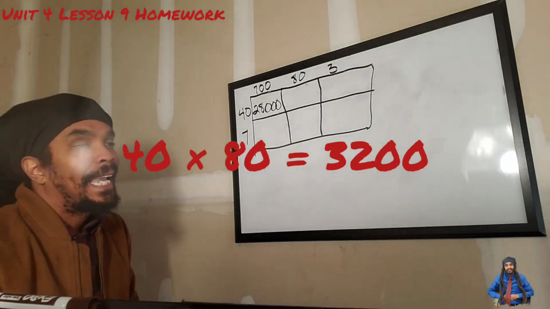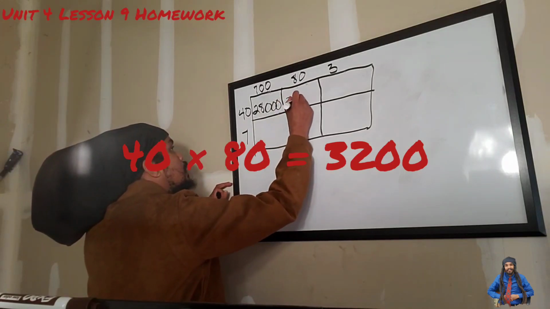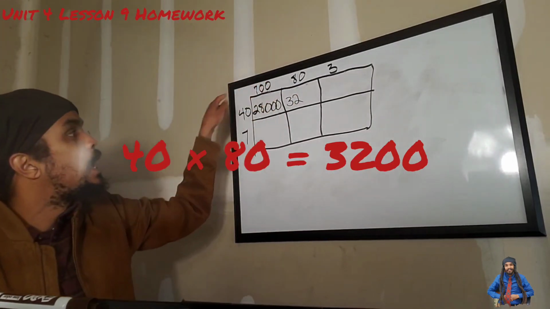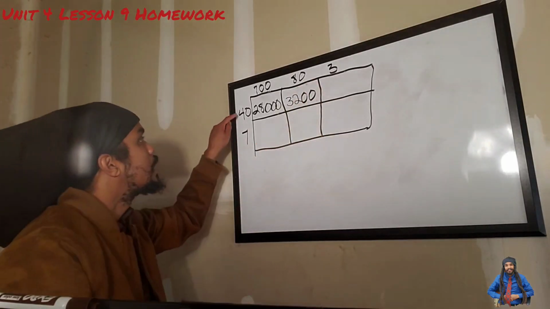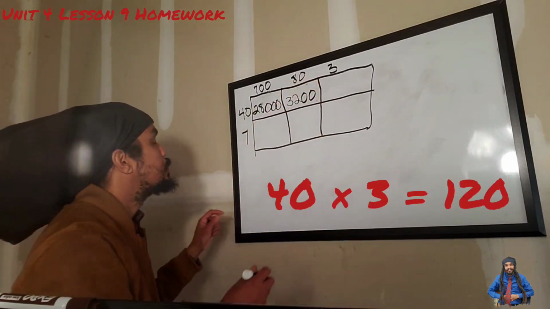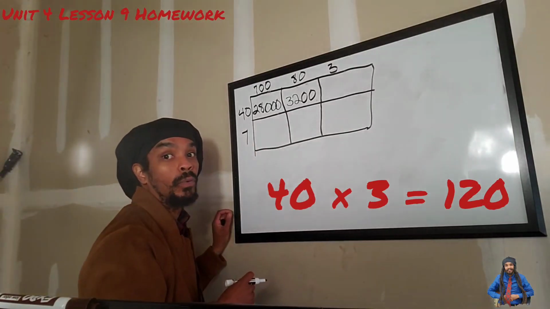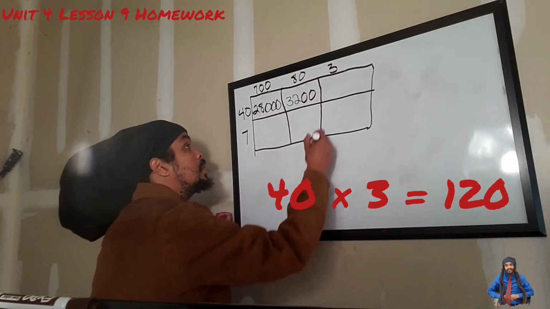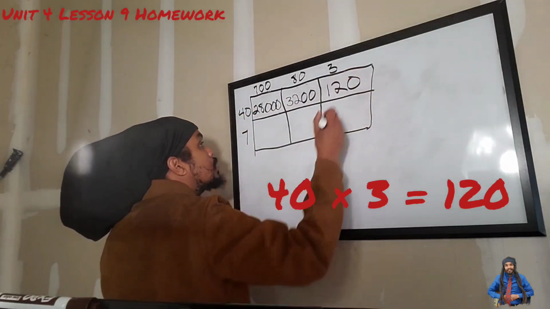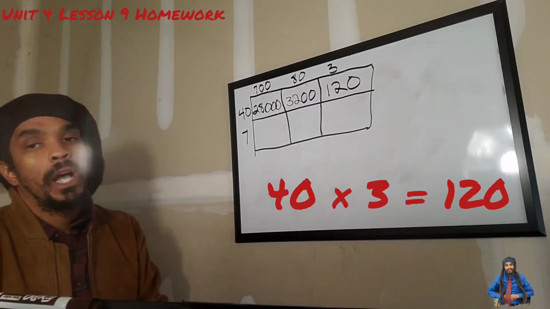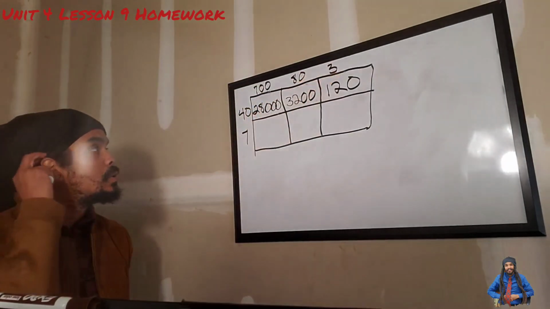40 times 80. 4 times 8 is 32, and then we can add our zeros. So that is 3,200. And now 40 times 3. 3 times 4 is what? 12. You was right, it's 12, and then add the 0, 120. So we got our whole first row. The first row is just 40 times that top row.